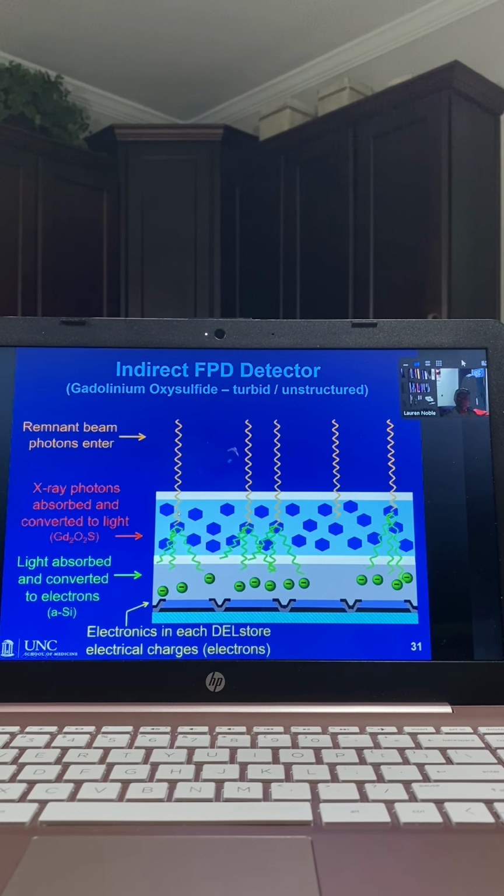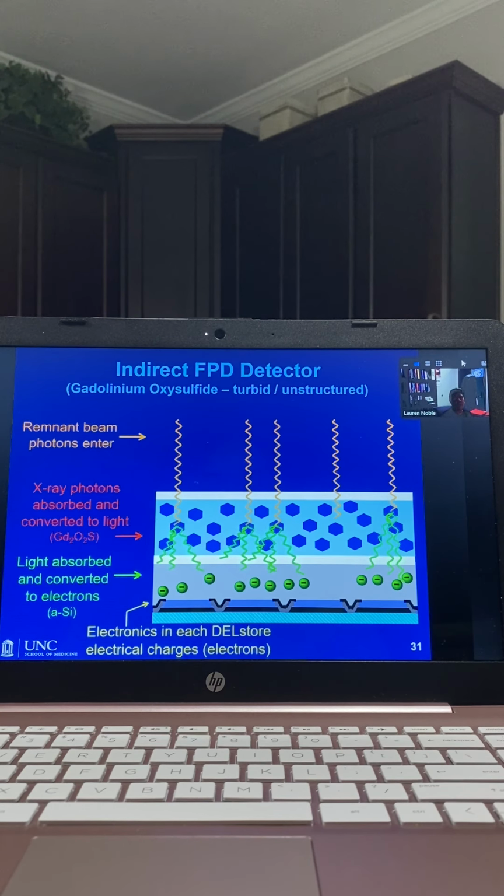The X-ray will come in and interact with the gadolinium oxysulfide. And when it does, the gadolinium oxysulfide will absorb that X-ray and release light. Again, it's conservation of energy. So the light gets released, and then the light travels down to the active layer, which is amorphous silicon. The amorphous silicon will absorb the light and release electrons. And the electrons will settle in the capacitors within each DEL. So it's just a different type of scintillator.